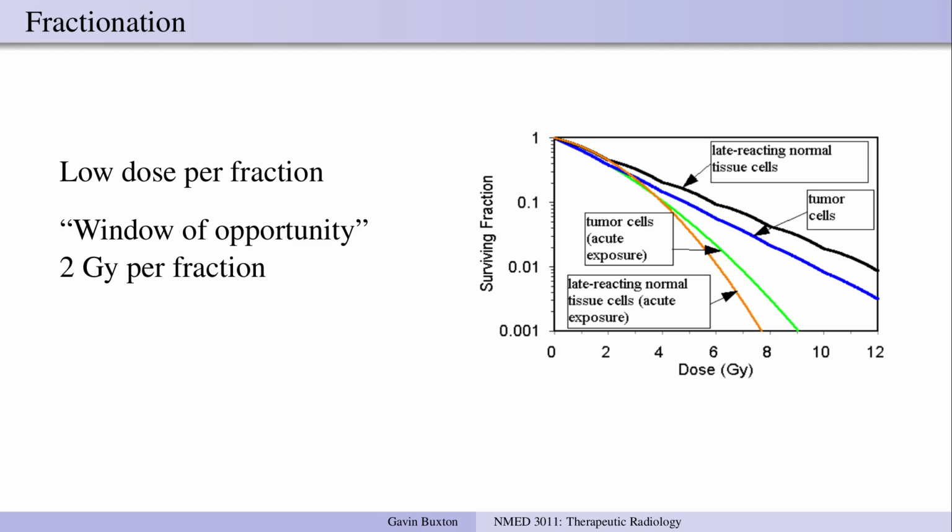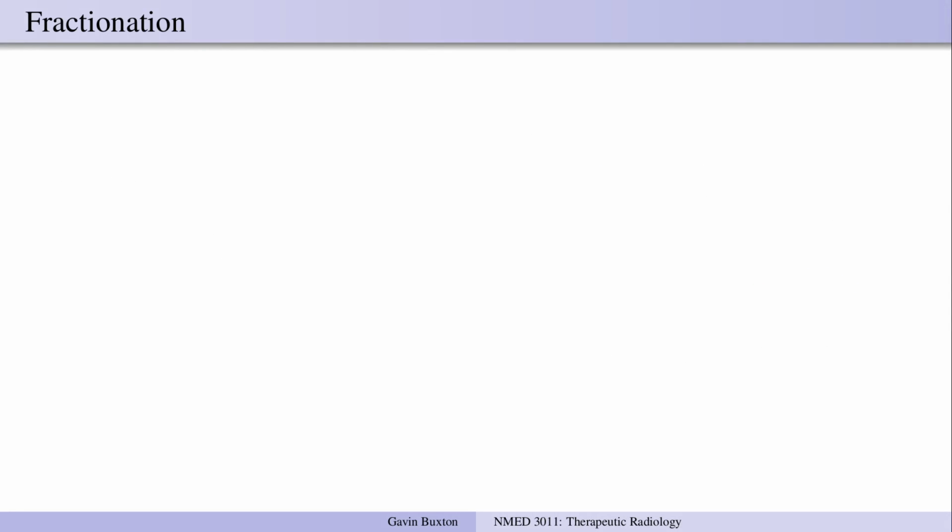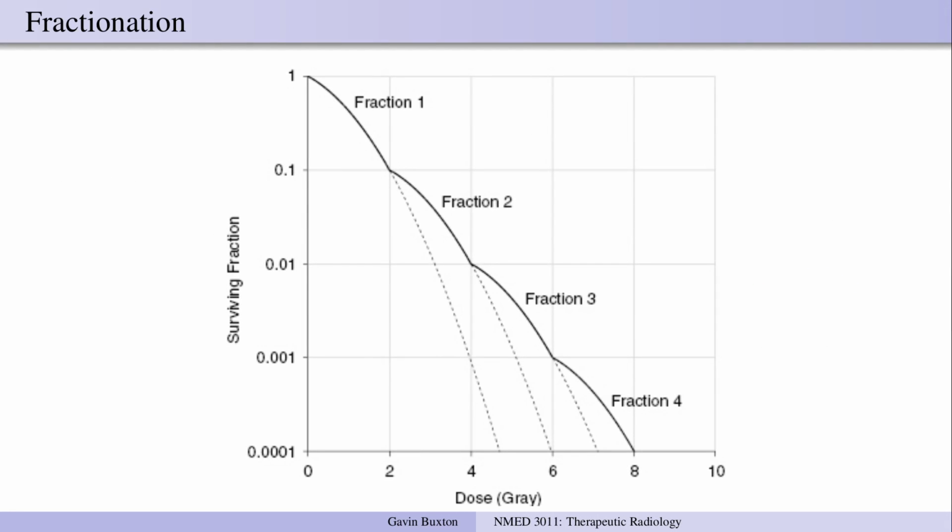We'll come back to this in a second, but let's just look at the role of fractionation. If we were to give a single dose, then the curve would get steeper with higher doses, and the survival curve would follow the first dashed line. However, at 2 grays the treatment is stopped and repair is allowed to happen.